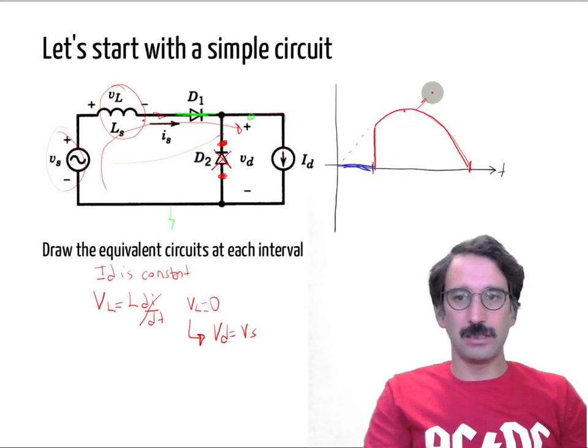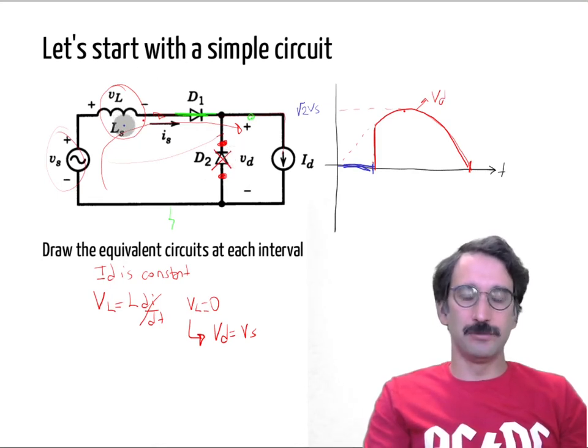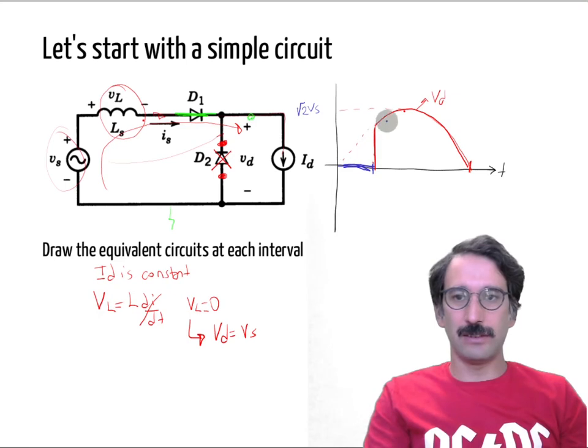So this is the VD voltage, and if this is the RMS value, this is square root two Vs. If it were the same circuit without inductance, I would have that dashed line, but now I have a delayed response, because if D2 is in conduction, I see 0 voltage at the output. What about after that time?